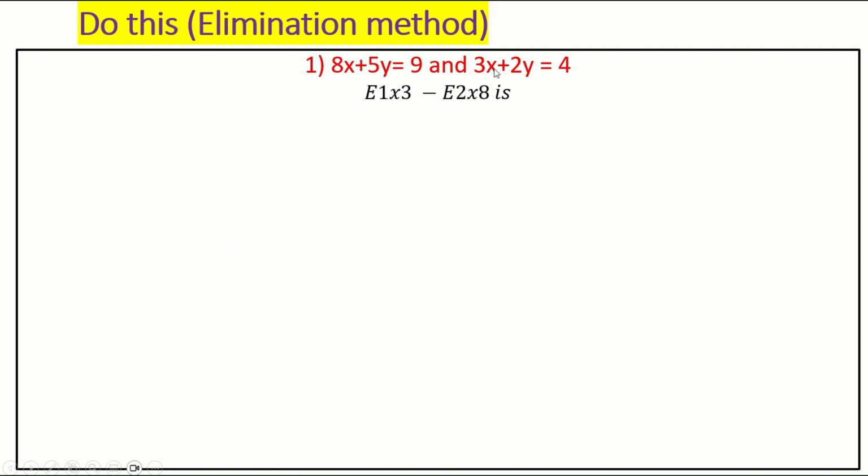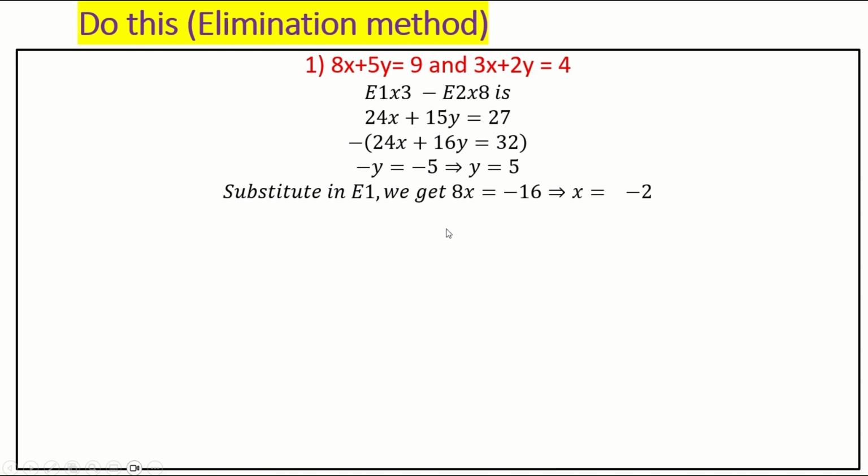Okay, so you check the template and then all the problems you just follow the same template basically. Okay, so here I am trying to eliminate the x variable. That's why I'm multiplying the first equation with 3, second equation with 8. Okay, so equation 1 into 3 minus equation 2 into 8. What I will get is, correct, 24x plus 15y equal to 27 minus 24x plus 16y equal to 13. Okay, that means what I will get remaining is minus y equal to minus 5 or y equal to 5.